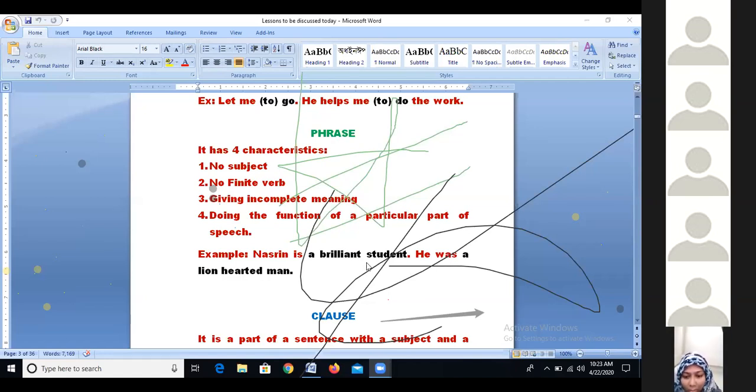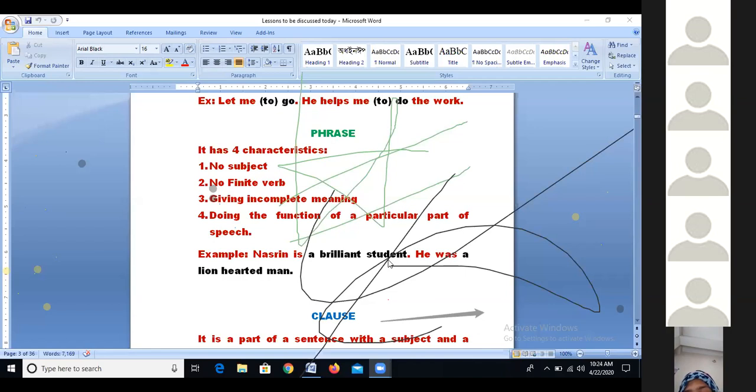Now, this complement is a group of words. A brilliant student. We find here three words, and these three words have constituted a single unit. For that reason, we call it a phrase. And just find that there is no subject in this group of words. Subject is Nasrin, and Nasrin is out of this group. There is no finite verb here. Finite verb is outside this group of words.